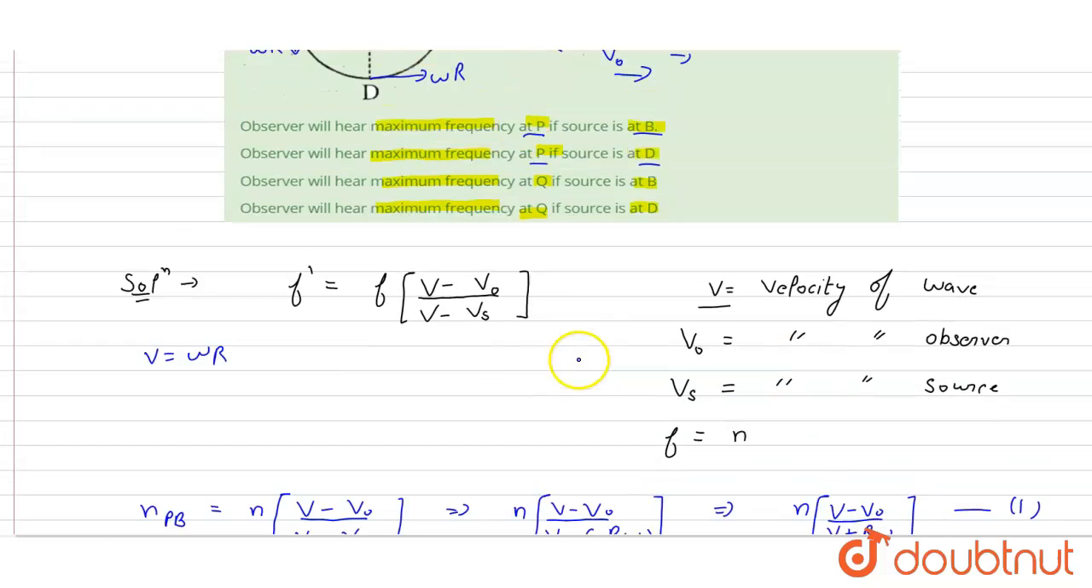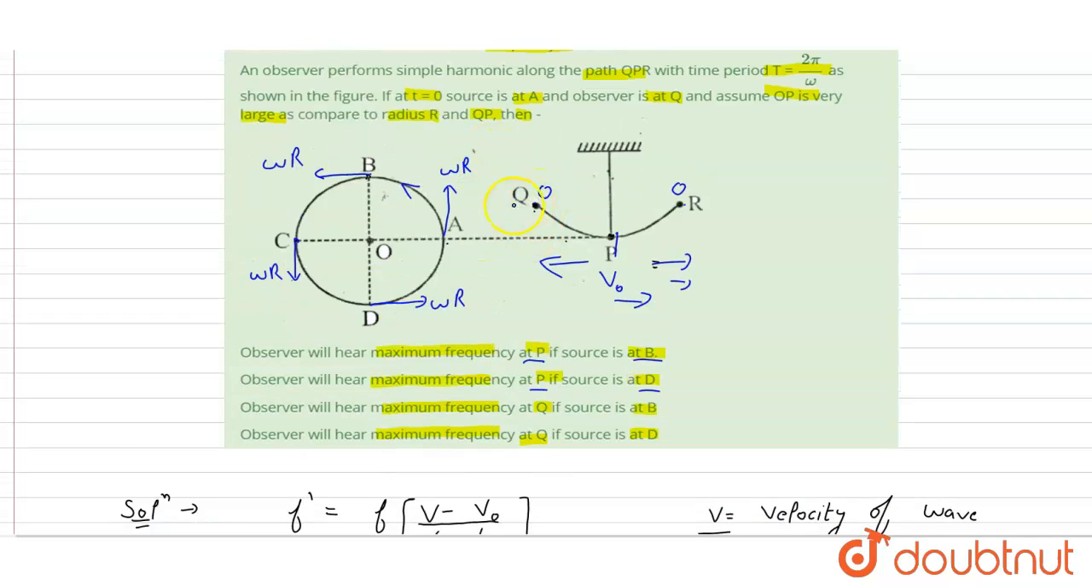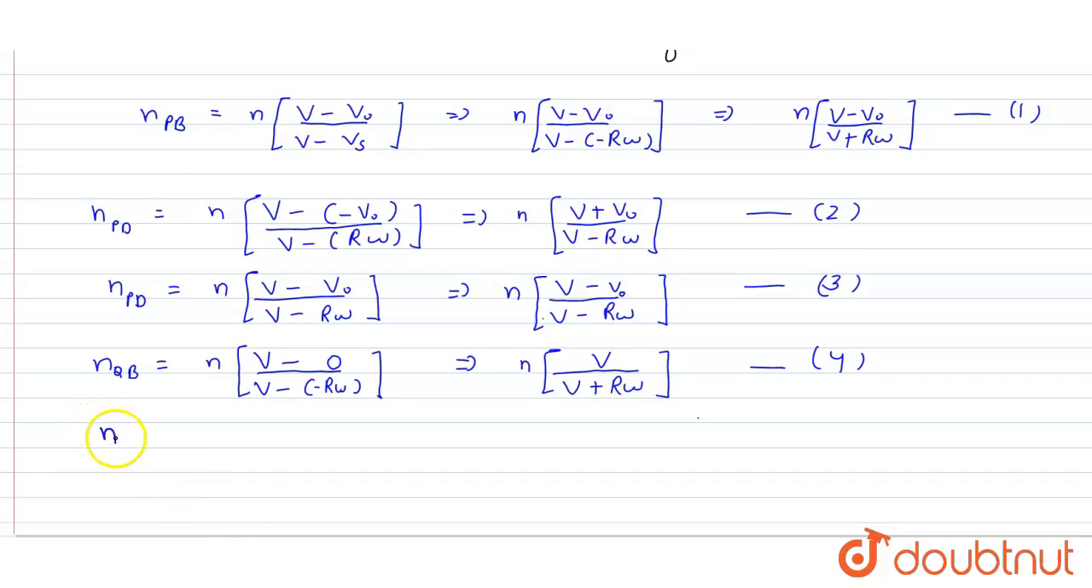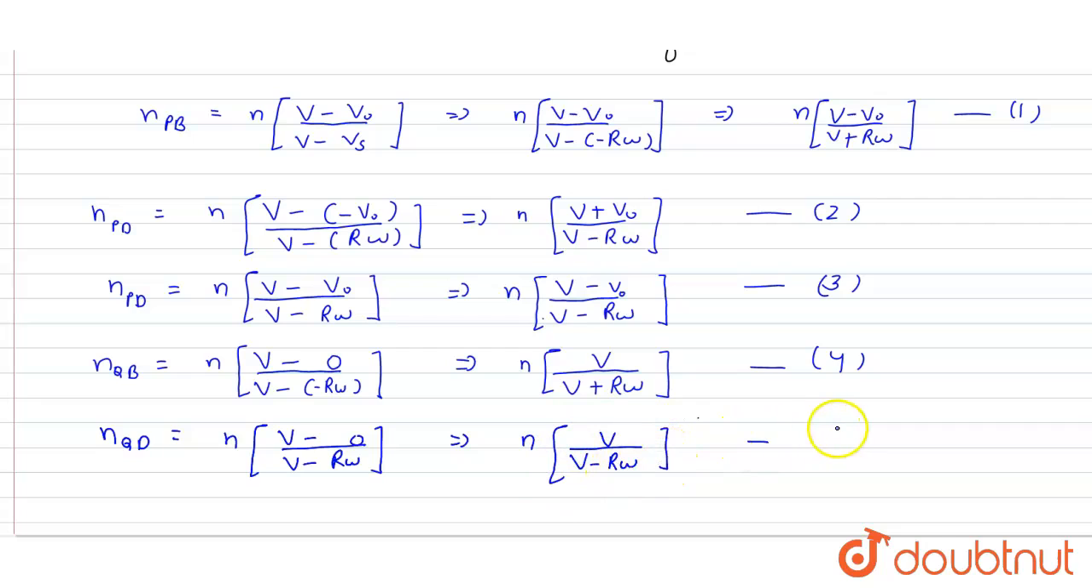Now, in option D, our source is at point D and observer is at point Q. When our observer is at point Q, its velocity is 0, and when source is at point D, its velocity is omega r in this direction. So n QD becomes n into v minus 0 upon v minus r omega, which is n into v upon v minus r omega. This is equation number 5.